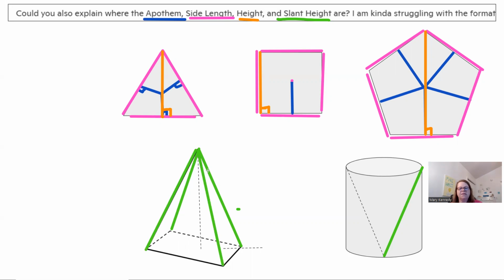These are all slant heights that I'm showing you in green here, because none of those are at right angles. If we wanted to see a right angle, it would be this line continued here, somewhere right here. This would give us this vertical height. That's not a slant height. It is at a right angle, so it would be the height that we would use. All right, I hope that helps.